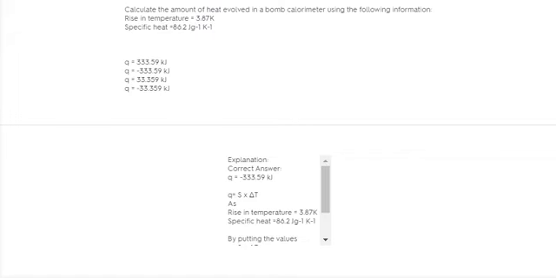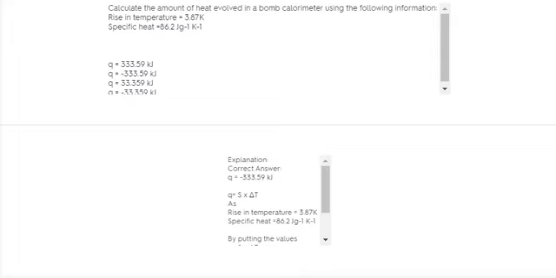Explanation. Correct answer: Q equals minus 333.59 kilojoules. Q equals S times ΔT, as rise in temperature equals 3.87 Kelvin. Specific heat equals 86.2 J g^-1 K^-1. By putting the values, Q equals S times ΔT, Q equals 86.2 times 3.87, Q equals 333.59 kilojoules. As heat is evolved, Q equals minus 333.59 kilojoules.